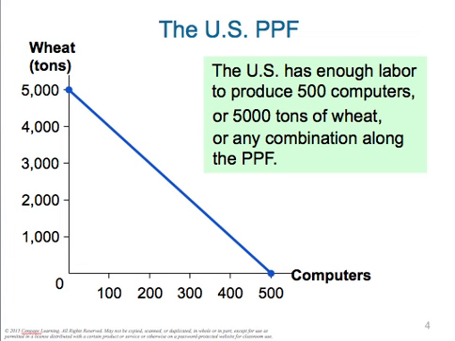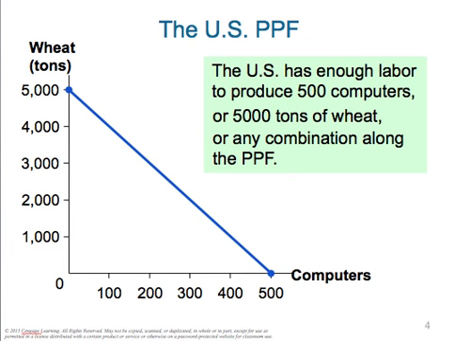So here is the U.S. PPF. The U.S. has enough labor to produce 500 computers if it concentrated in just computers, or 5,000 tons of wheat, or any combination along the production possibilities line here. So they can do all computers and produce 500, or all wheat and do 5,000 tons.